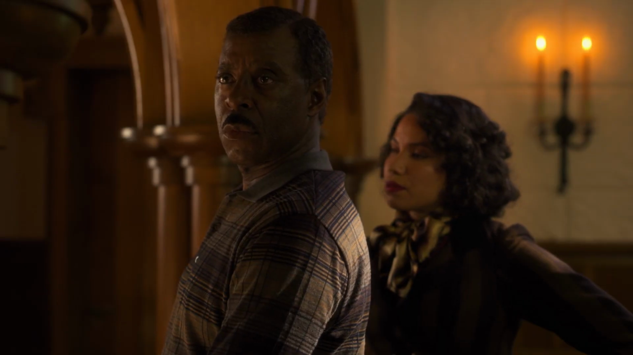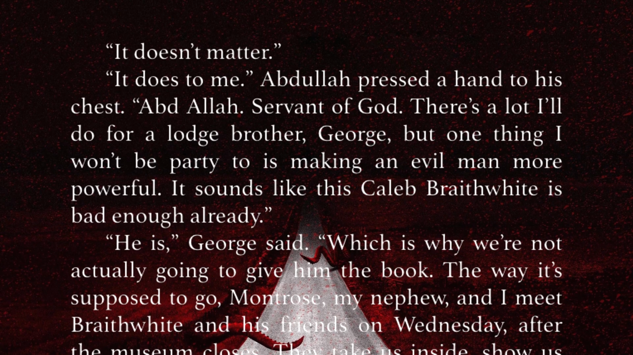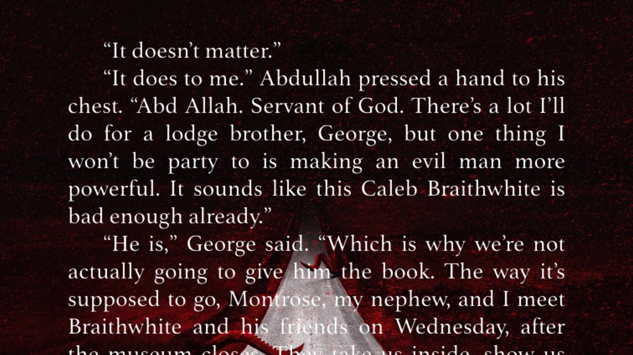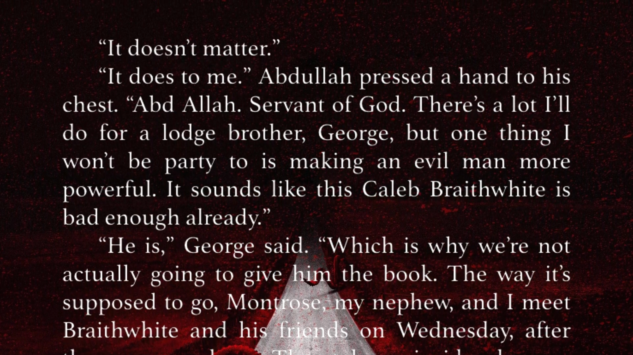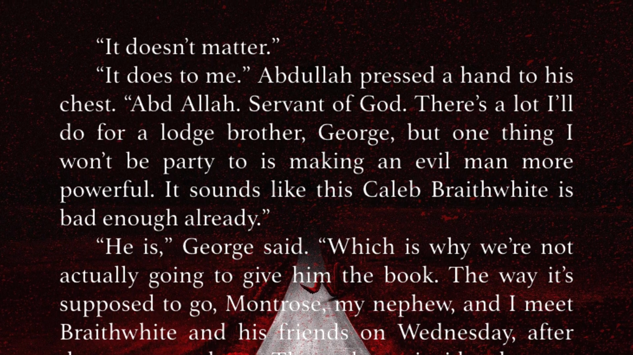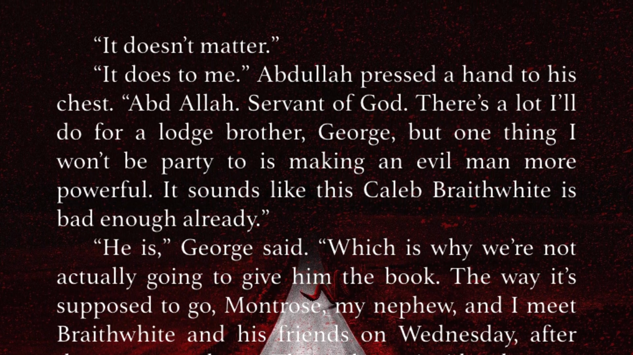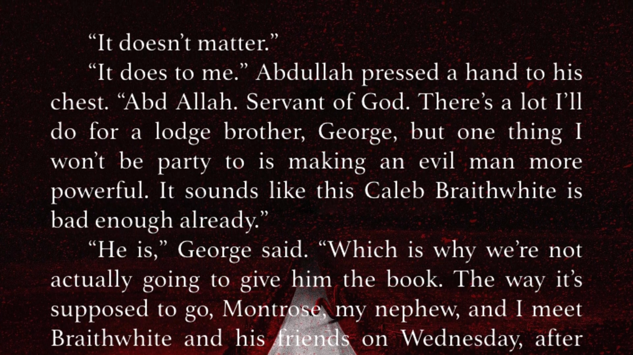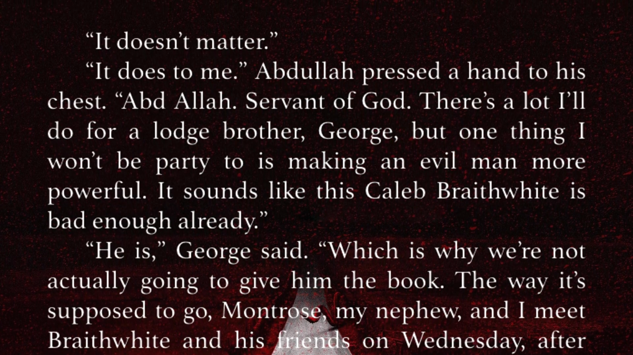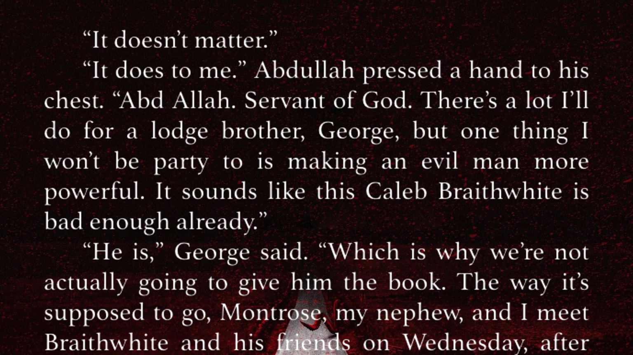Uncle George comments that it doesn't matter whether the book of magic is real or not, and the connotations of this going into the hands of someone evil disturbs Abdullah, and he says it does matter. He says, "It does to me," and then Abdullah presses his hand to his chest. He says, "Abd Allah, servant of God. There's a lot I'll do for a lodge brother, George, but one thing I won't be party to is making an evil man more powerful." It sounds like Caleb Braithwaite is bad enough already.